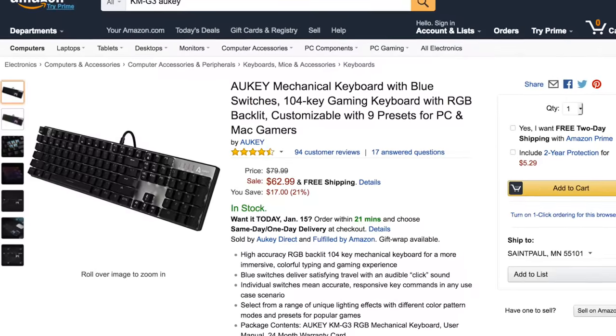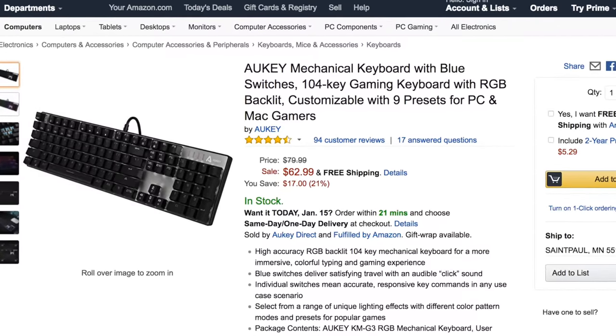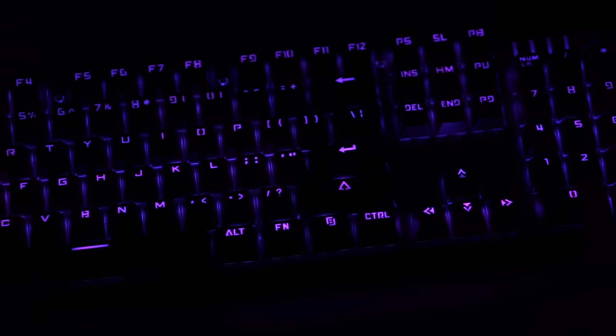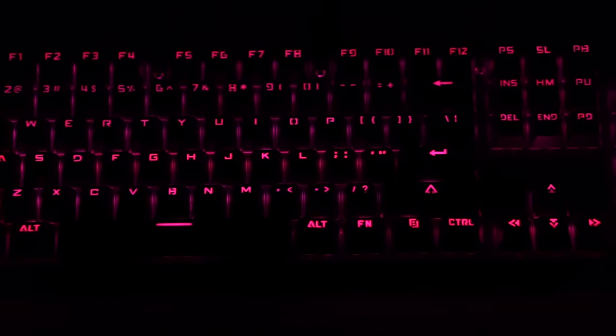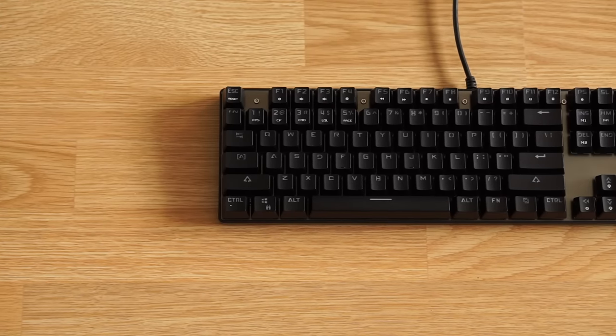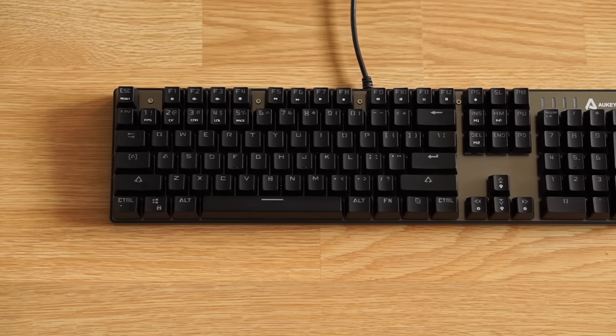At the time I'm filming this, it's available for about $60 US on Amazon. While there are a few frustrations, like controlling the illumination, I think it still manages to hold its own. And considering there are other mechanical keyboards out there with fewer features and higher price tags, I think the Aukey KM-G3 offers solid value.